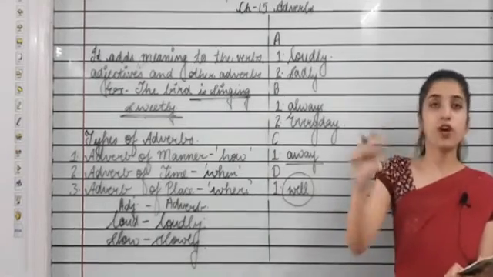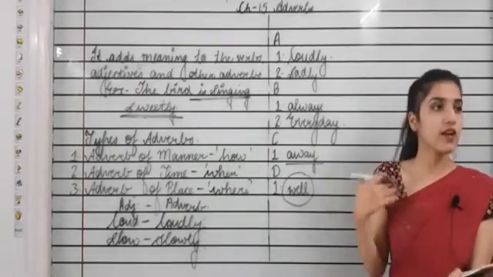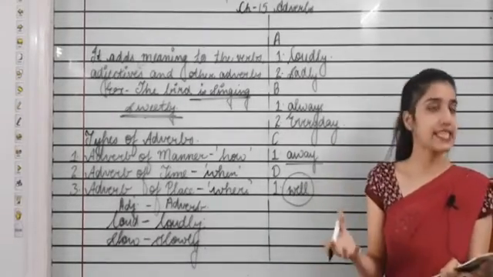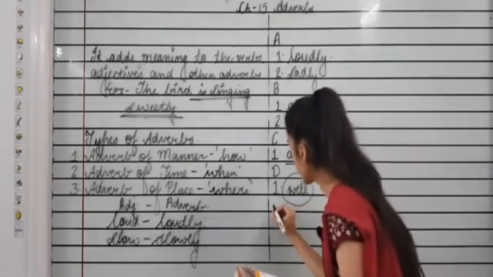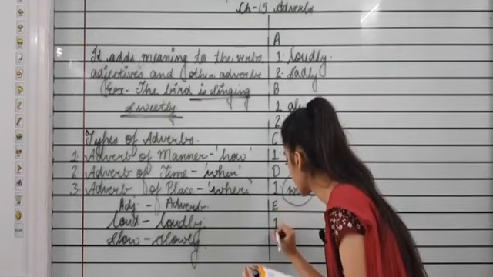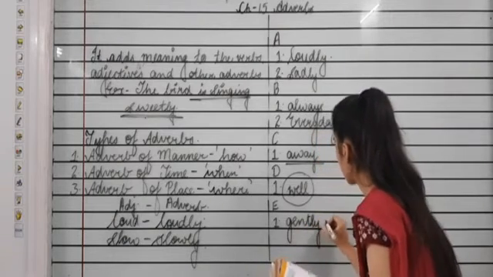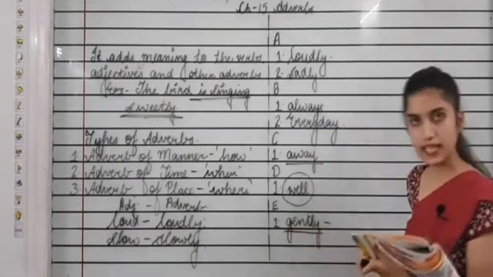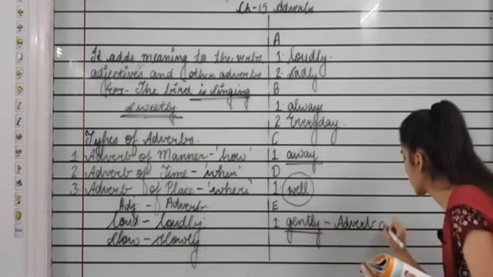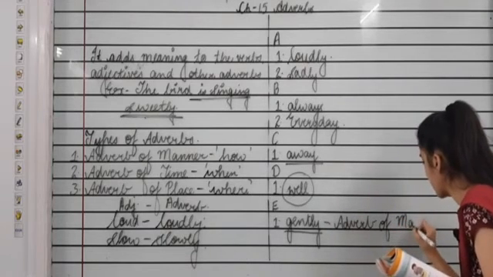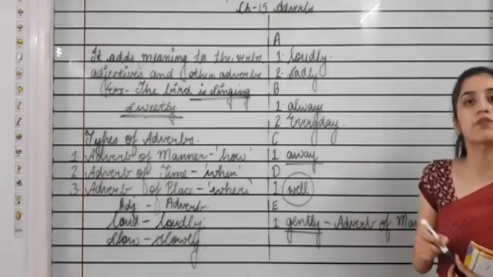Here the word which is used to add meaning to the verb, adjective or an adverb is what? Gently. So gently is an adverb and which kind of adverb is it? It's an adverb of manner. So E exercise, first one, gently is an adverb. You have to underline gently, and which type of adverb? It's an adverb of manner. So this was the exercise of chapter number 15, adverbs.